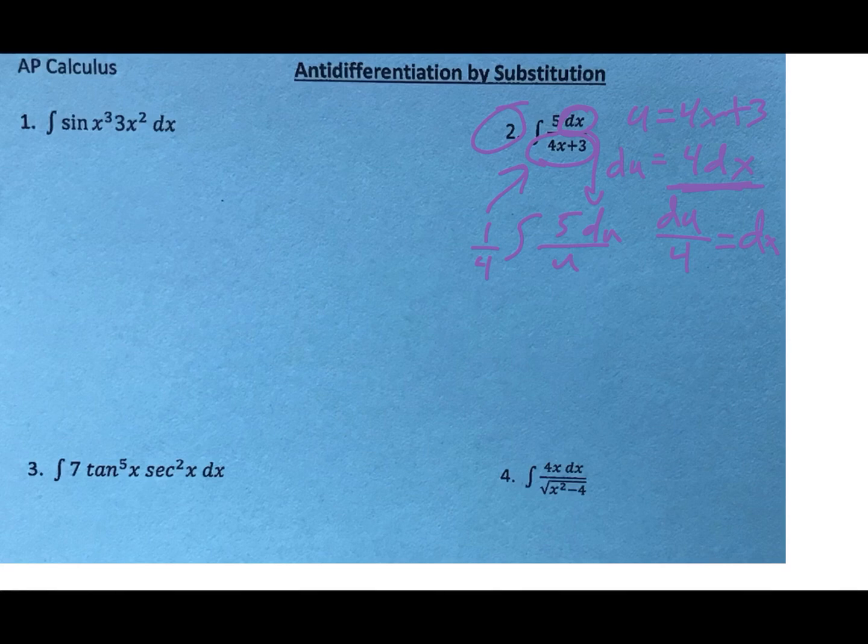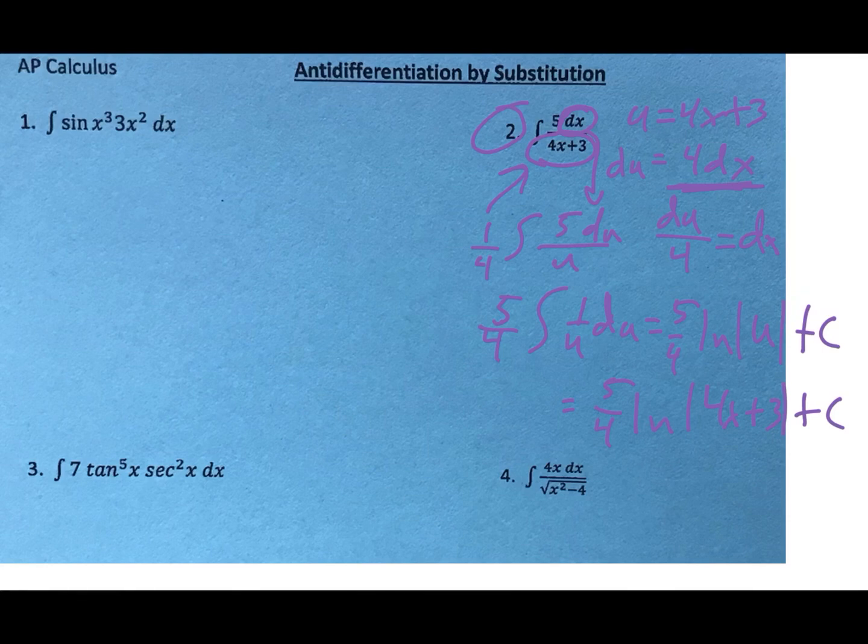And so I can simplify this even more if I bring the 5 out. This would be the same as 5/4 times the integral of 1 over u du. The integral of that would be 5/4 times, well, you have to recognize 1 over u is a natural log absolute value of u plus c. And then from there, I would just replace the u with what I started with. And that would be my answer.